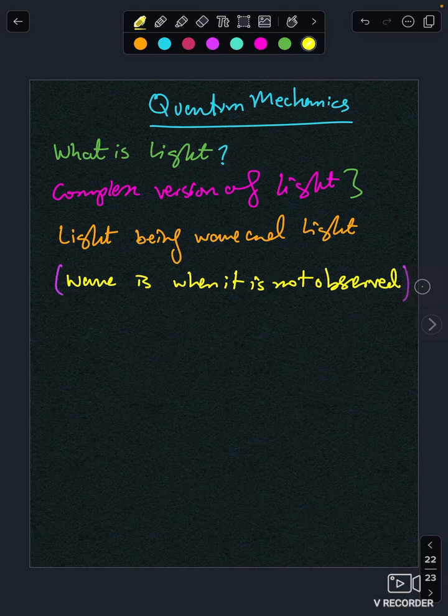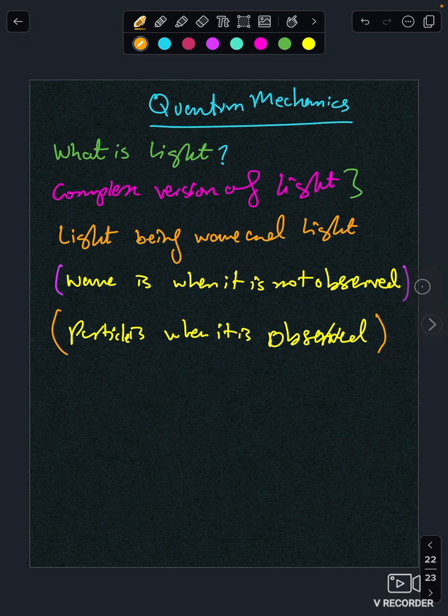Second, light is a particle when it is observed. So what I mean here is what will be the property of light when you're observing and when you're not observing the light, because it is different for each point.